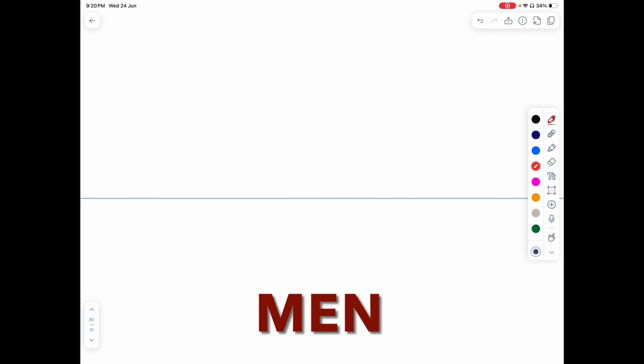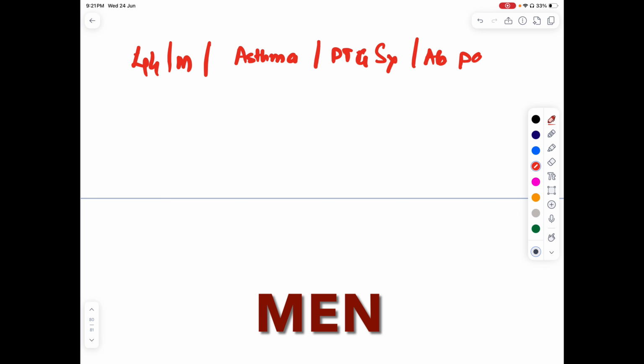44-year-old male seen in the clinic, history of asthma and parathyroid, PTH, parathyroid gland surgery, and abdominal pain. So pancreatic disease. This patient has got pancreatic disease.